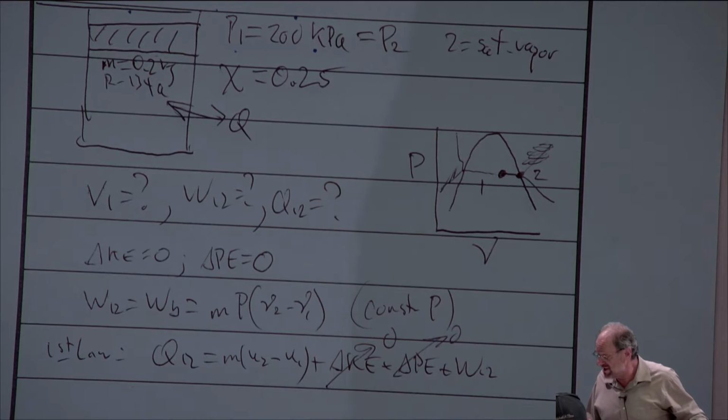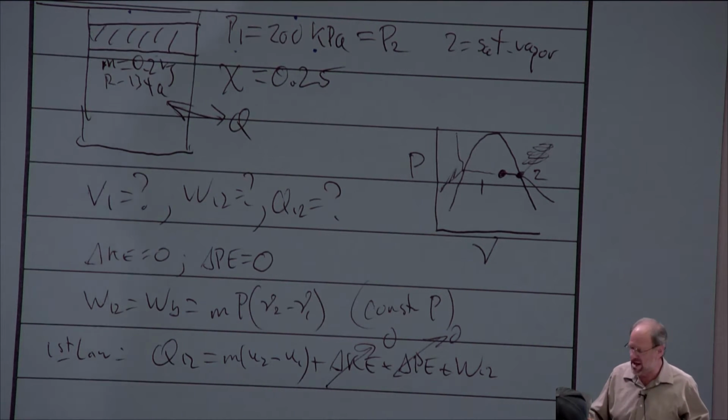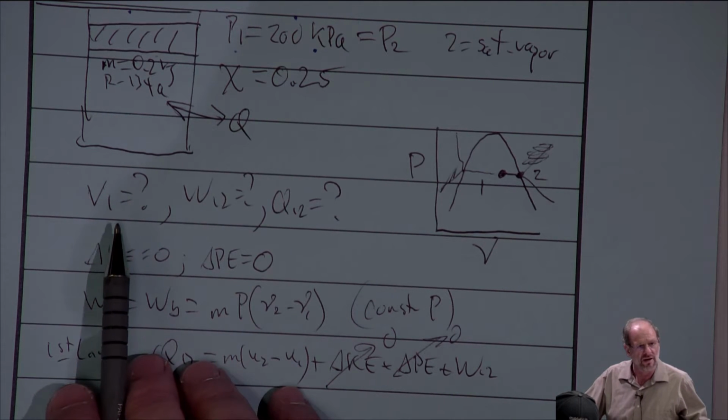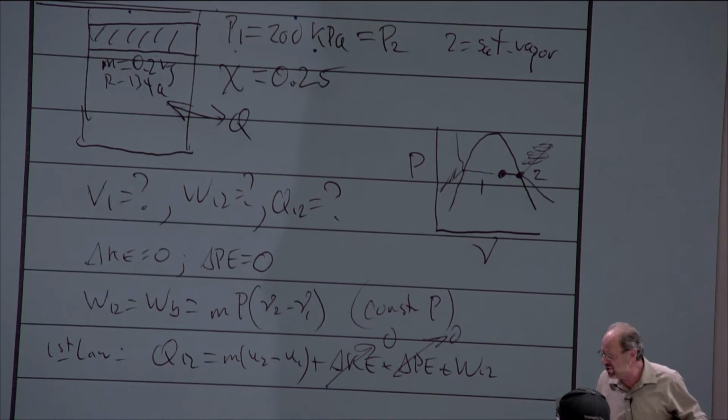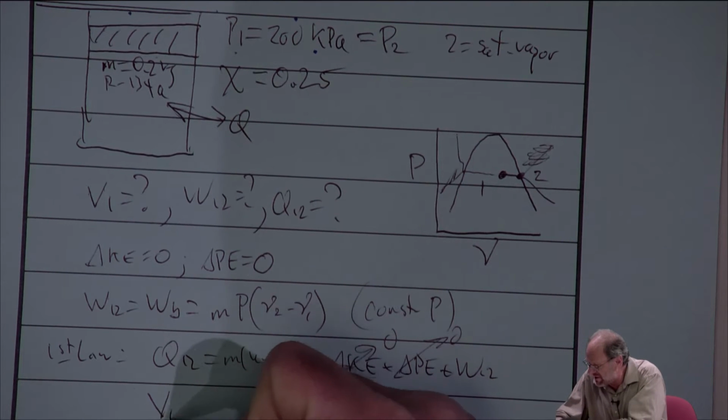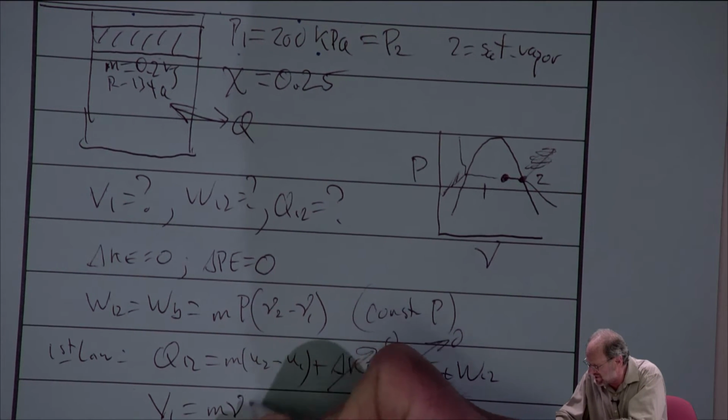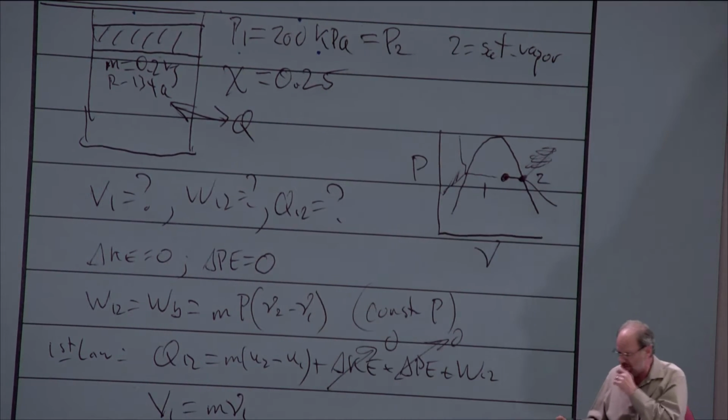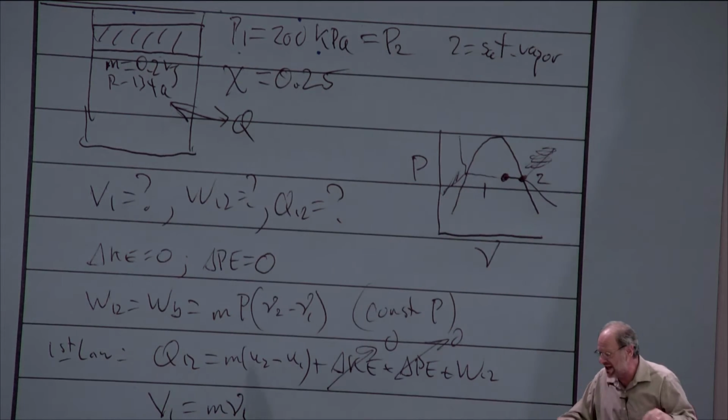So now the question is, can we find everything that we're looking for? Not quite yet. What about the volume at point 1? The only way to find the volume is to know the mass and the specific volume. And fortunately, I can find that, right? So I'll also note, if I define the initial volume, it's just mass times specific volume, that is initial specific volume. I'm given the mass, and I need v1.